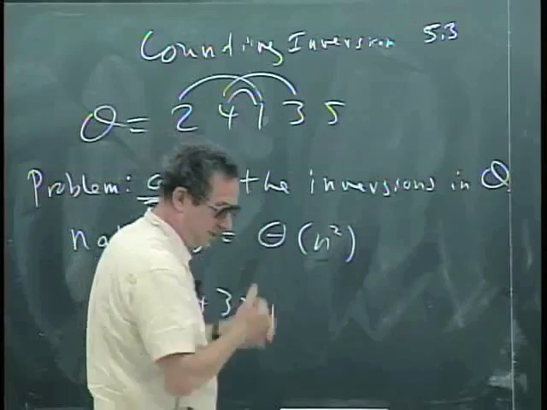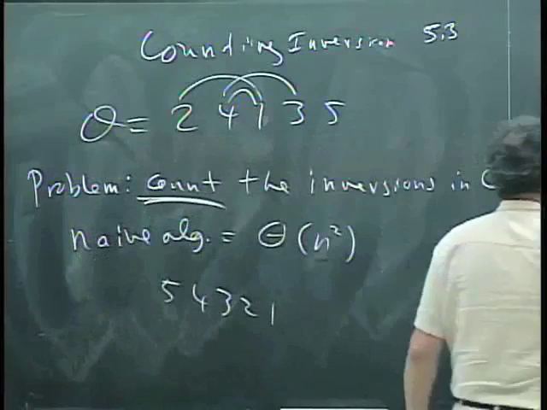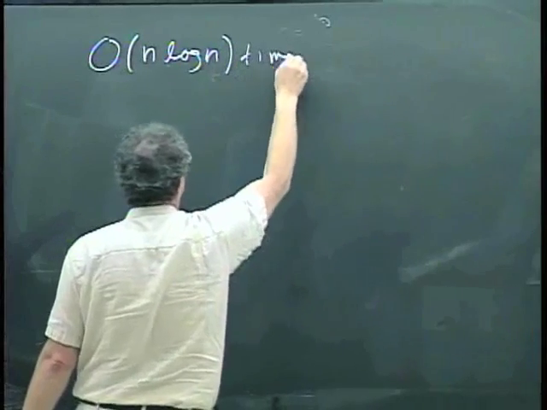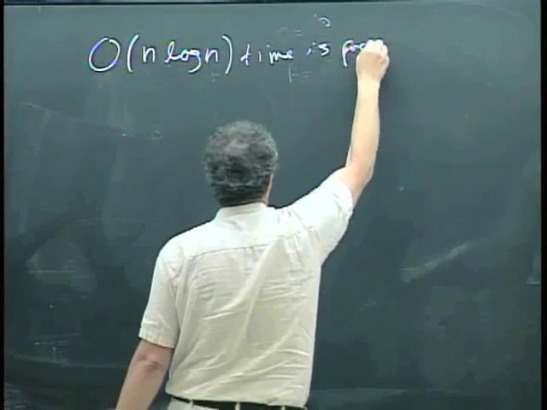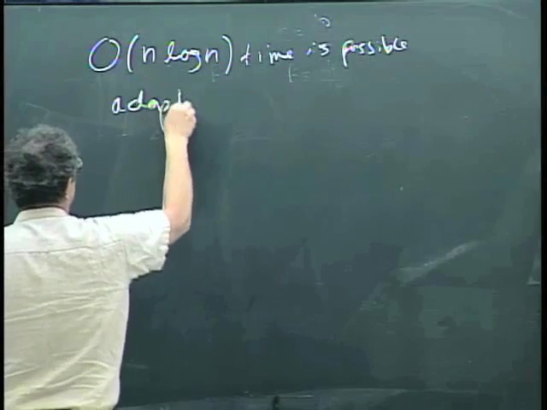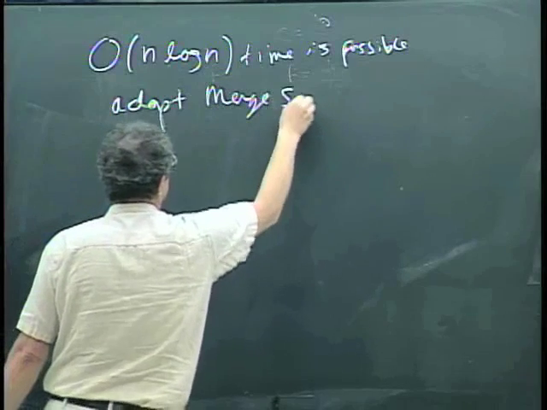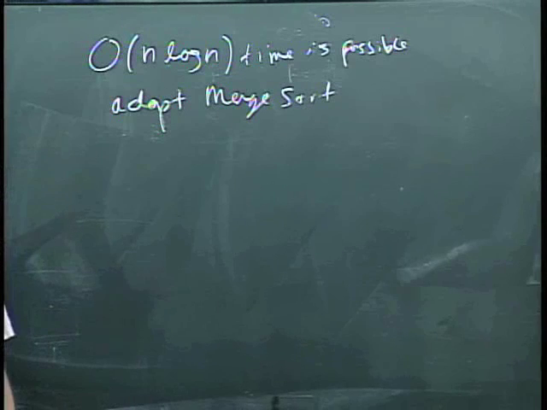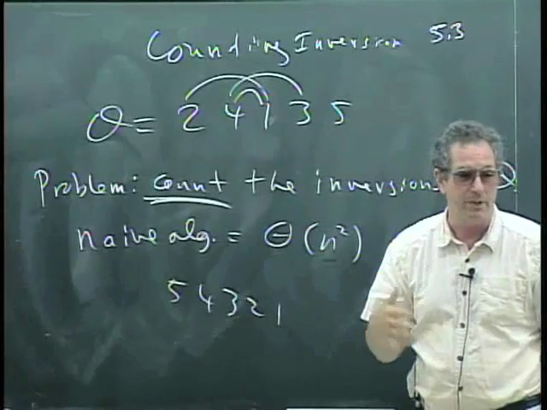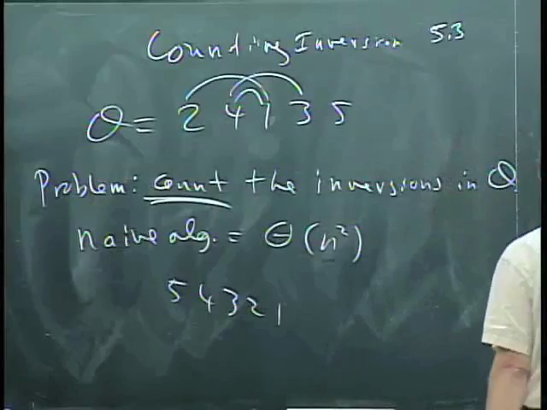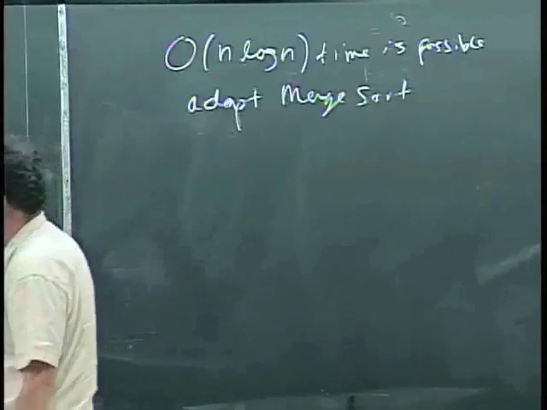So let's do it. It's going to be an adaptation. So n log n is possible. And the way we're going to do this is we're going to adapt merge sort. So we're going to effectively do a sorting of this list by using merge sort, but we're going to make some changes so that along the way we'll be able to count the number of inversions that are implied at various points. And we know that merge sort takes big O of n log n operations, or comparisons.